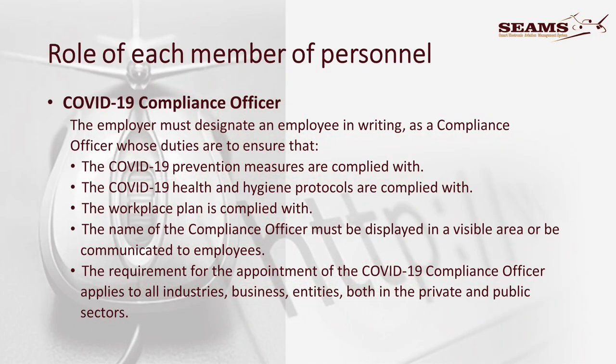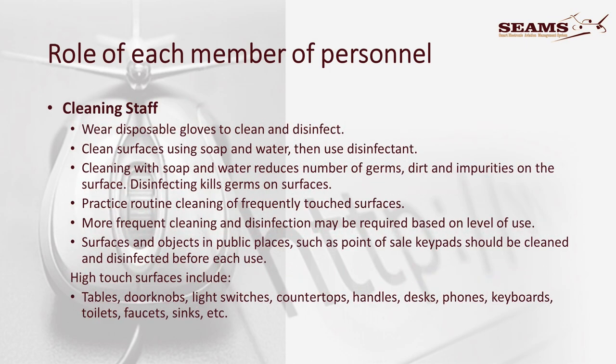The COVID-19 prevention measures are complied with. This is what their duties are. The COVID-19 health and hygiene protocols that we've now described in the videos are complied with. The workplace plan is complied with. And then the name of the compliance officer must be displayed in a visible area, or be communicated to the employees, that I've already said. And then the requirement for the appointment of the compliance officer applies to all industries, businesses, entities. So obviously for aviation, that is important as well.